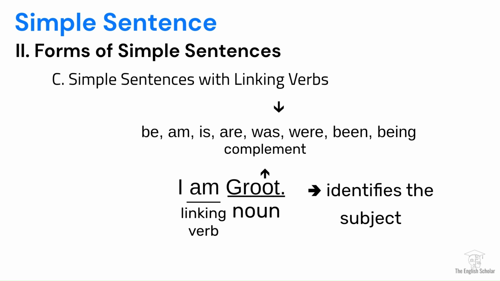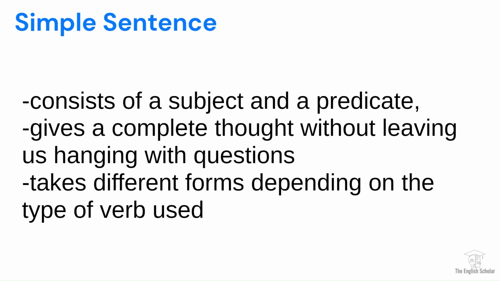And there you have it, a comprehensive understanding of simple sentences in English grammar. Remember, simple sentences consist of a subject and a predicate. They give complete thoughts without leaving us hanging with questions, and they can take different forms depending on the type of verb used.